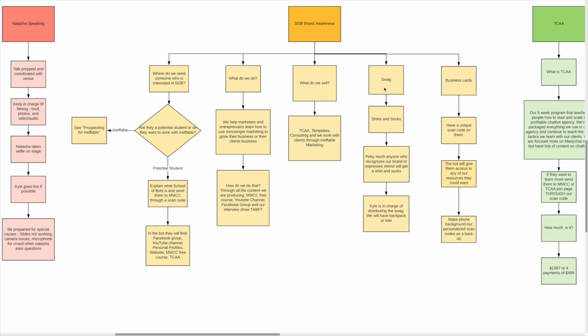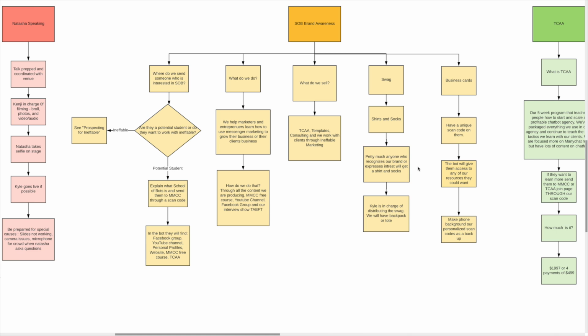But what we did here is say, what value can we give to people? Okay, so we've got our shirts and socks. So who are we gonna give those shirts and socks to? Well, for us here at School of Bots, because we're trying to get our brand out there as much as possible, and bots are such a new thing and such a buzzword at conferences like Traffic and Conversion, pretty much anyone who recognizes our brand or expresses interest in chatbot marketing will get a shirt or get socks.